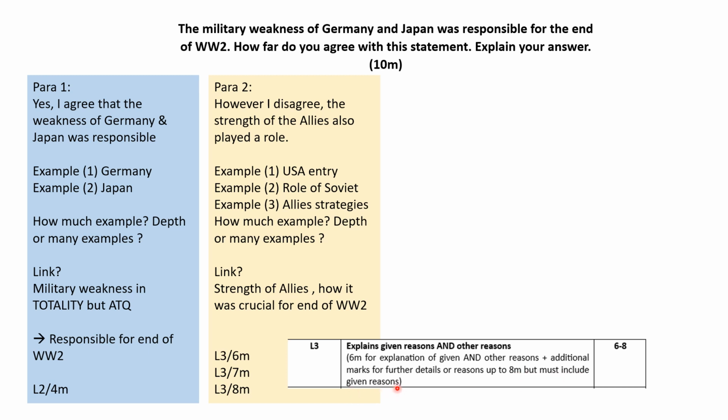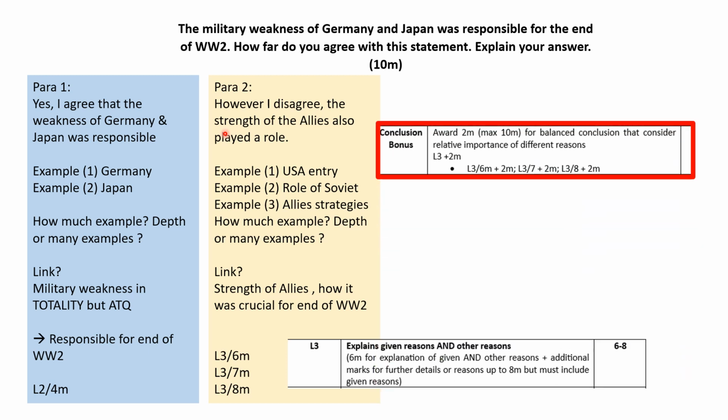That means you have no choice but to give me a good paragraph 1. And then you can give me either example 1, 2, 3 for strength of the allies. And it depends. If you just give me this as well as just example 1, you get 6 marks. You give me maybe a bit more, role of Soviet, 7 marks. If you are able to give me all, 8 marks. Or it can be such that under USA entry, you've got many sub-examples, also possible. All right, now next bit is, of course, your conclusion.